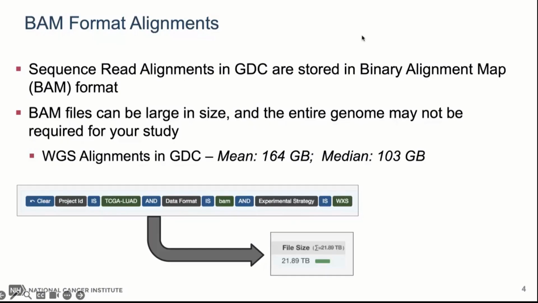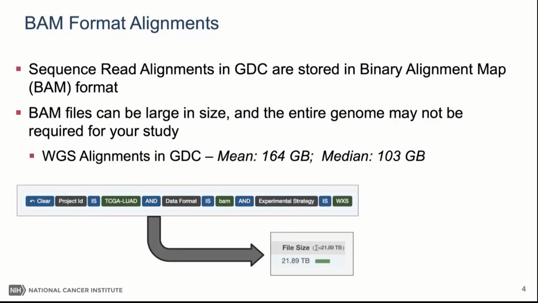So starting with an introduction, just to talk about BAMs and what we have in the GDC, the sequence read alignments that are in the GDC are stored in binary alignment map format, or BAM, which I will be calling it for the rest of this presentation. As most people who've worked in bioinformatics know, BAM files can be very large in size due to their genomic scale. And the entire genome may not be required for your study.